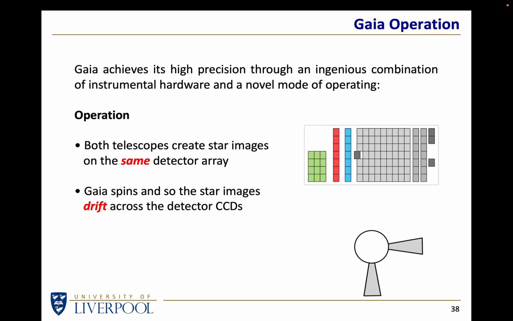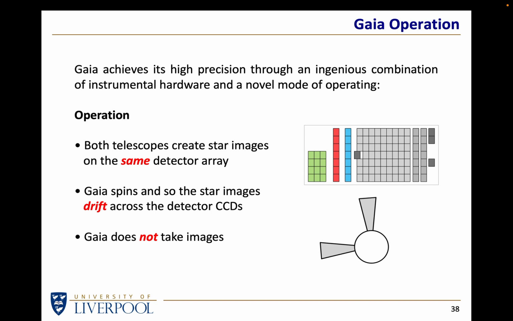And that means the stars drift across the detector continuously. Gaia does not make images. Gaia makes measurements. It wants to know where the stars are. It wants to know how bright the stars are. It wants to know what the colors of the stars are, but it does not make images. If it did, they'd all be blurred anyway, because Gaia is spinning.